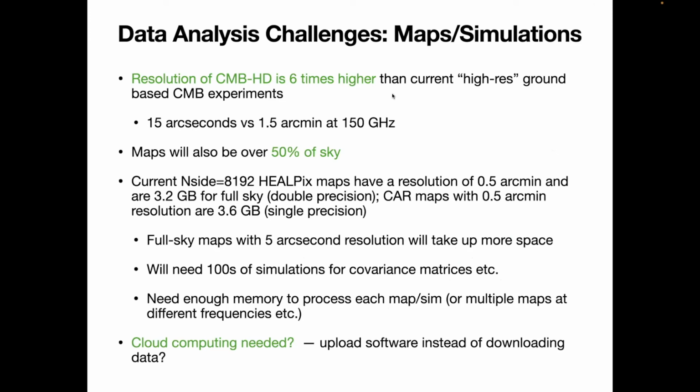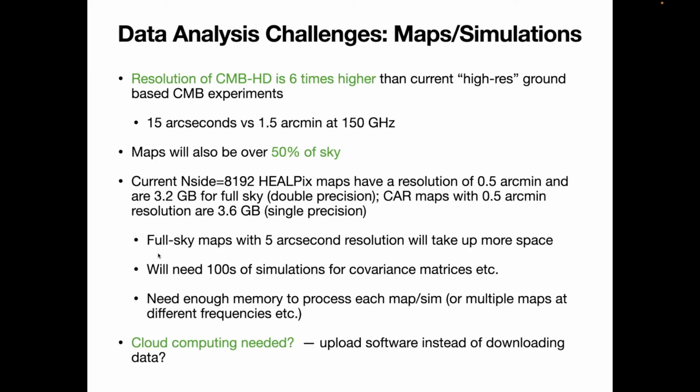Challenge number two is the maps and the simulation. So the resolution is 6 times higher than current high-resolution ground-based instruments. So we're talking about 15 arcseconds versus more standard 1.5 arcminutes at 150 gigahertz. And the maps are 50% of the sky. So if we use the HEALPix maps that we all know and love for Nside 8192 that have a resolution of half arcminute, they're about 3.2 gigabytes for a full sky, double precision. Making CAR maps with the same resolution, single precision, is about 3.6 gigabytes.